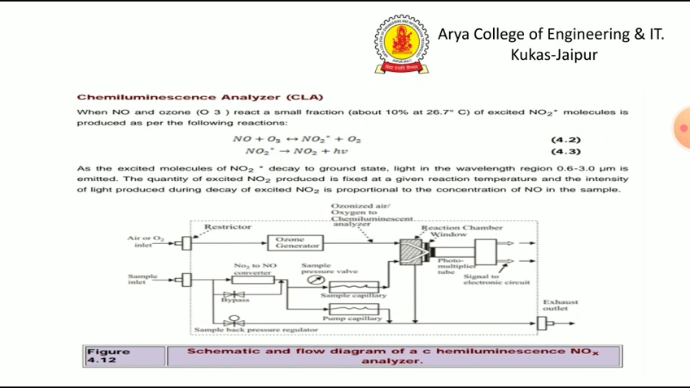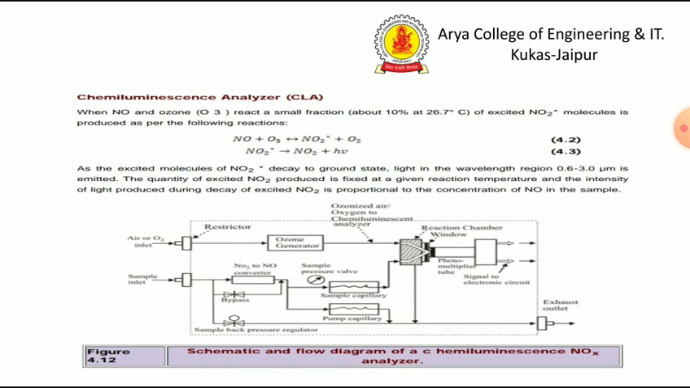The light emitted is proportional to the concentration of NO in the sample. In this diagram, the sample containing NO flows to a reactor where it reacts with ozone produced from oxygen in the ozonator. In the reactor, NO is converted to NO2. A photomultiplier tube detects the light emitted by the excited NO2. The signal is then amplified and fed to a recorder or indicating equipment.